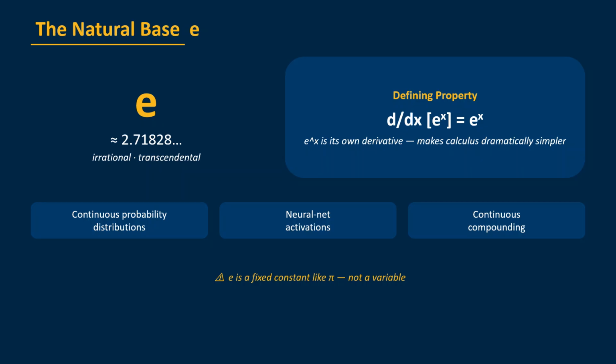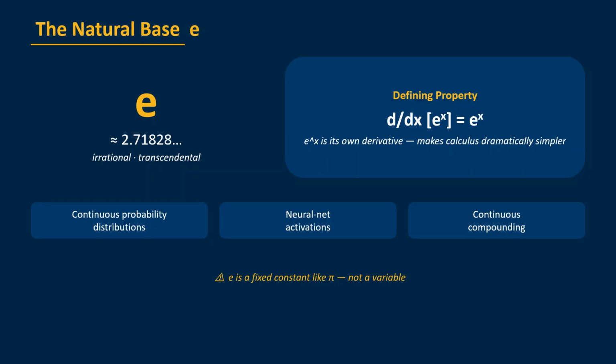The numerical value of e is approximately 2.71828. It is an irrational number, meaning it cannot be expressed as a ratio of integers. Moreover, it is transcendental, meaning it is not the root of any polynomial equation with rational coefficients. In this respect, e shares a structural kinship with pi. Both are constants of nature that emerge inevitably wherever smooth multiplicative or periodic processes occur. The significance of e extends well beyond pure mathematics.